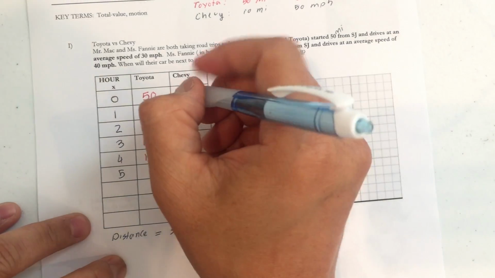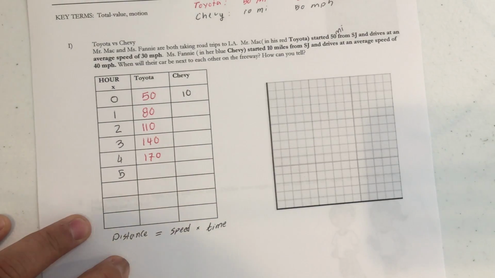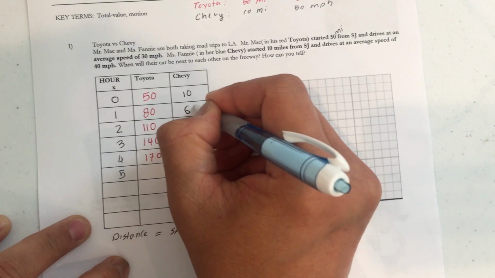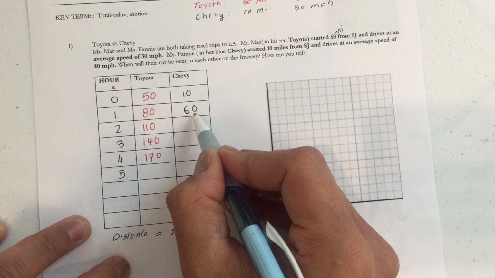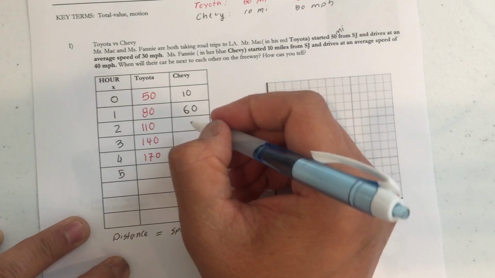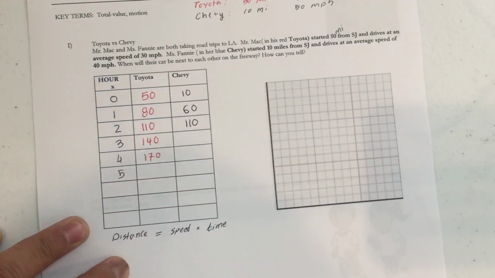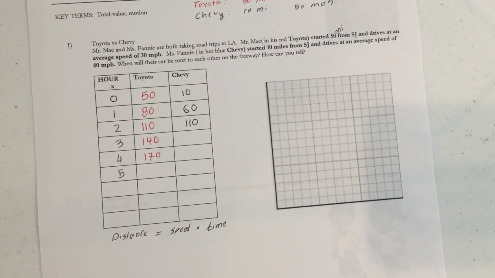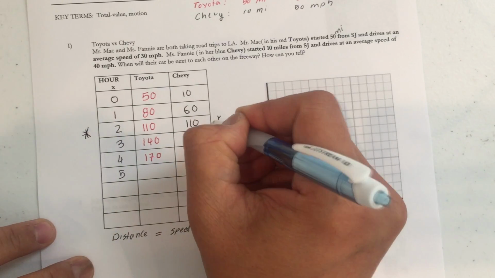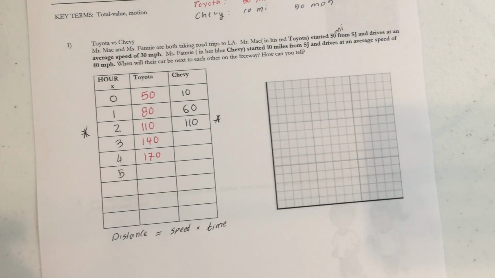The Chevy began at 10 miles from San Jose. But for each hour that goes by, it's able to travel 50 miles, which means that at the end of the first hour, it is 60 miles from San Jose. And then another hour goes by, it would now be 110 miles from San Jose. This is where we can stop, because if you look at the table, we notice that the two distances are now equal, which tells us that the two cars are now side by side on the freeway.